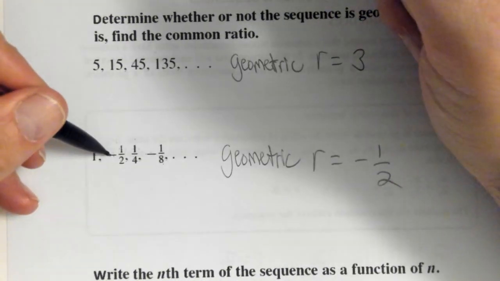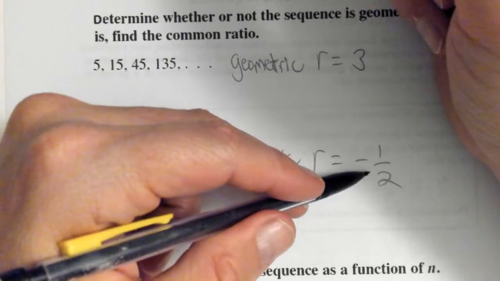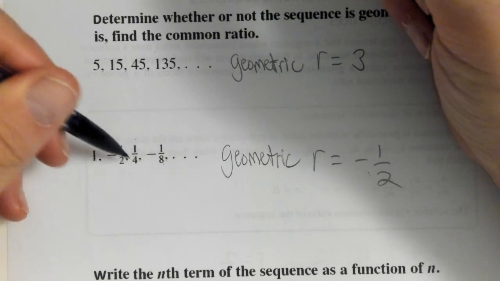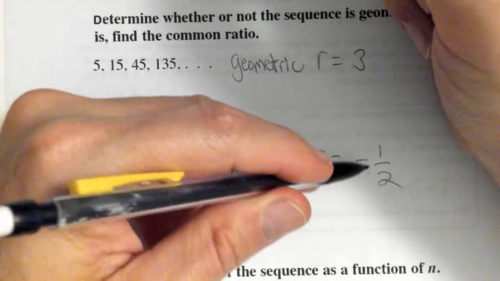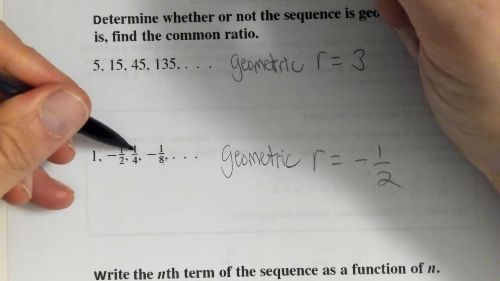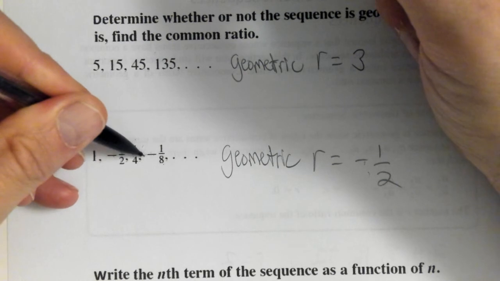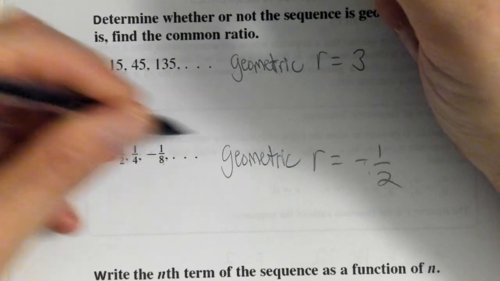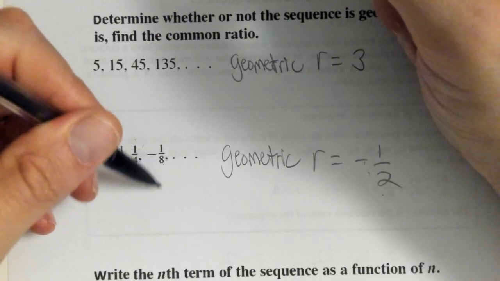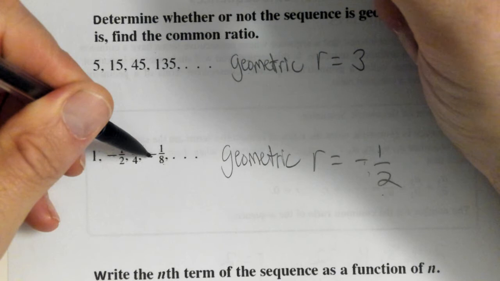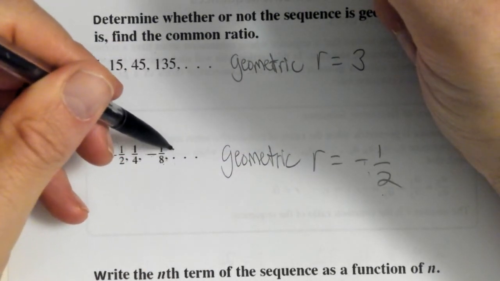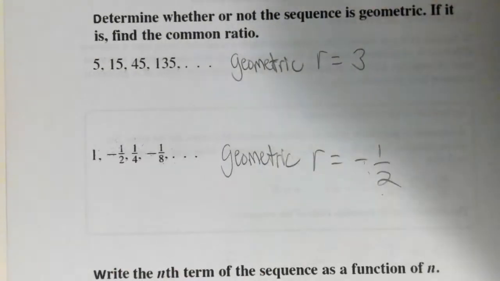So like right here, negative 1/2 divided by 1 is negative 1/2. Okay, 1/4 divided by negative 1/2. So positive divided by negative is a negative. And remember, when you're dividing fractions, you multiply by the reciprocal. So that would end up being 1/4 times 2/1, which is 2/4, which reduces to 1/2. So we still get the same thing. And likewise, if I did negative 1/8 divided by 1/4, that would be negative divided by a positive, which is a negative. And 1/8 times 4/1 would be 4/8, which again reduces to 1/2.